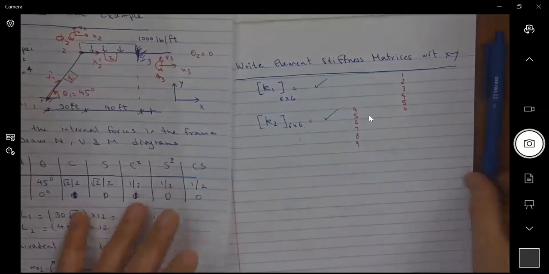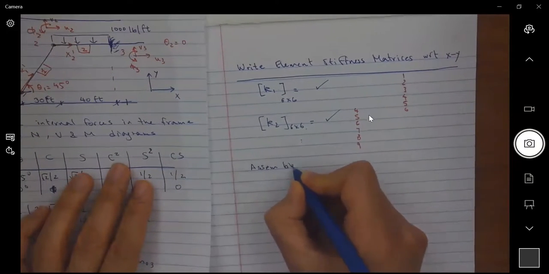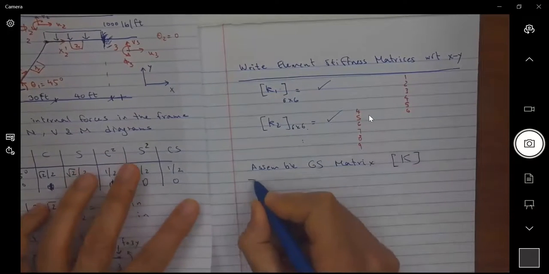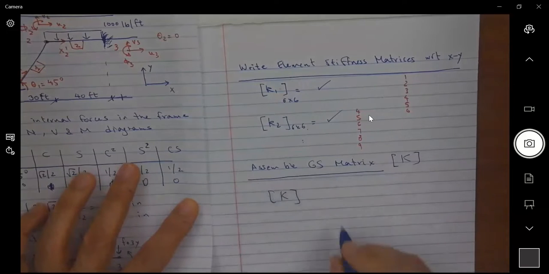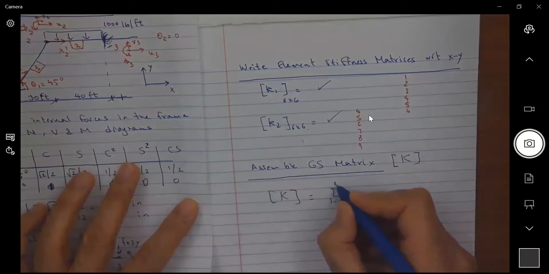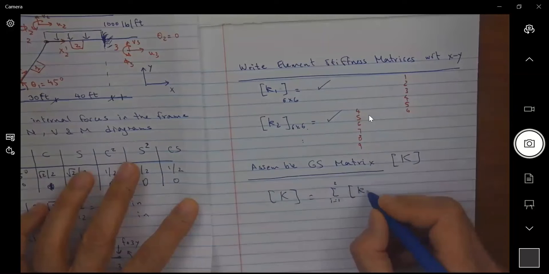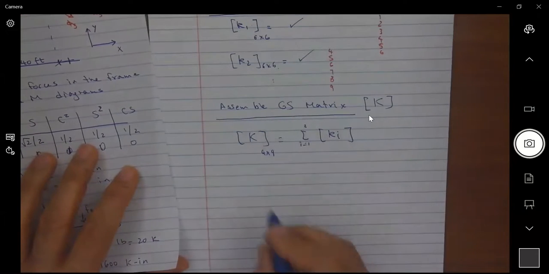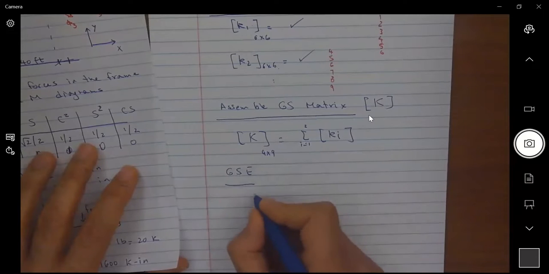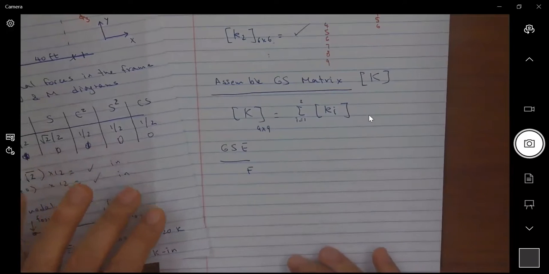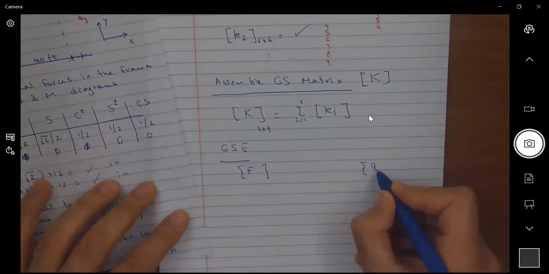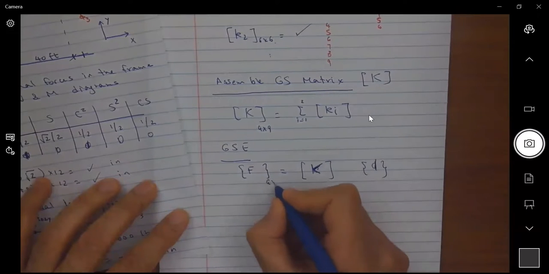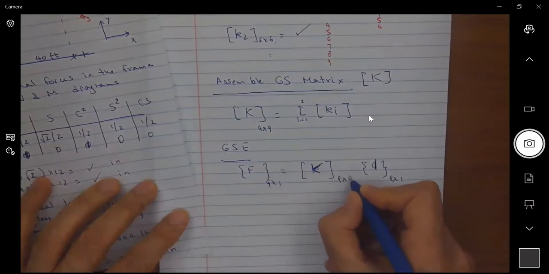Right? When I assemble together, so assemble the global stiffness matrix, uppercase K, where this K is equal to the sum from i equal 1 to 2 of the Ki here, like we did before. So you end up getting a 9x9. The global stiffness equations are going to relate F to D via, oops, the global stiffness matrix K. So these are 9x1, 9x1, and this is a 9x9.